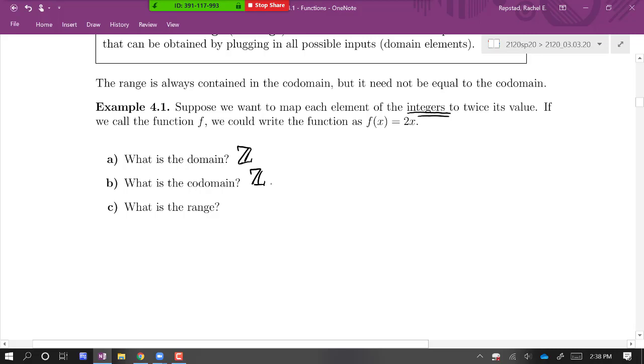But what's the range? If I double integers, I'm only allowing myself to plug in integers, the whole numbers, positive and negative, and I double them. Is my range going to be all integers? No. What will my range consist of? The even integers, yeah. So we write that as 2Z, all the multiples of 2, like minus 6.